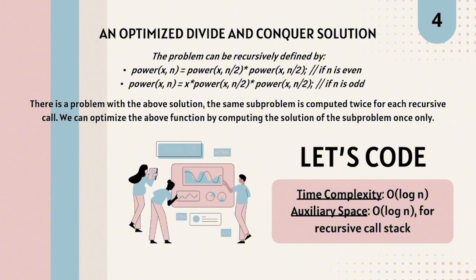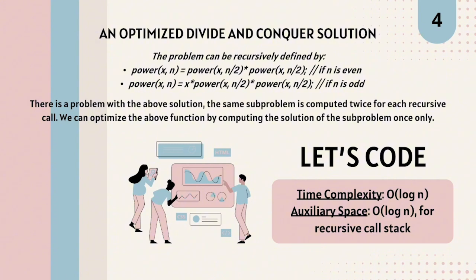And again it can be written as power(x, n) is equal to x into power(x, n/2) into power(x, n/2) if n is odd. So these are the recursive functions, because we have this power function right here. Again we are just dividing the parameter by 2. Again here same thing, so this function is used again. So we are using a recursive call stack here.